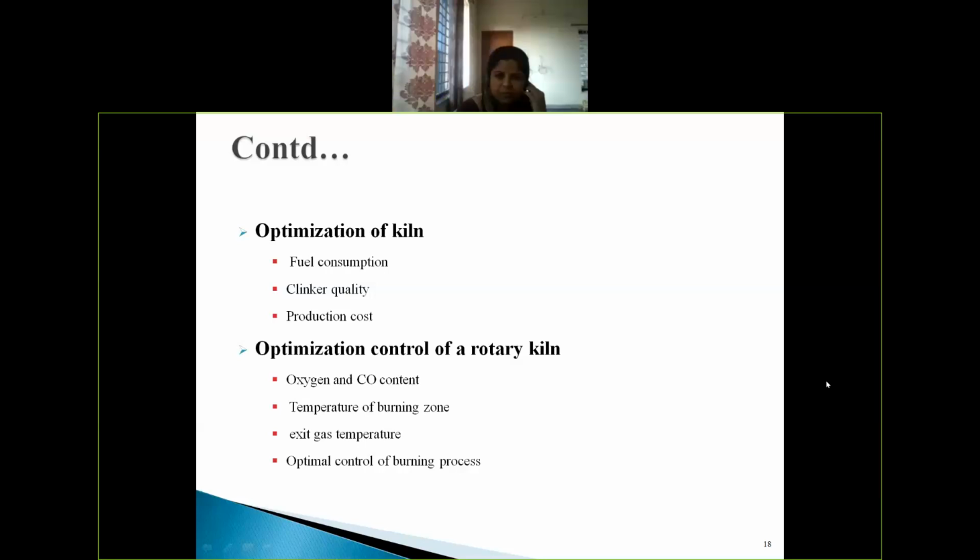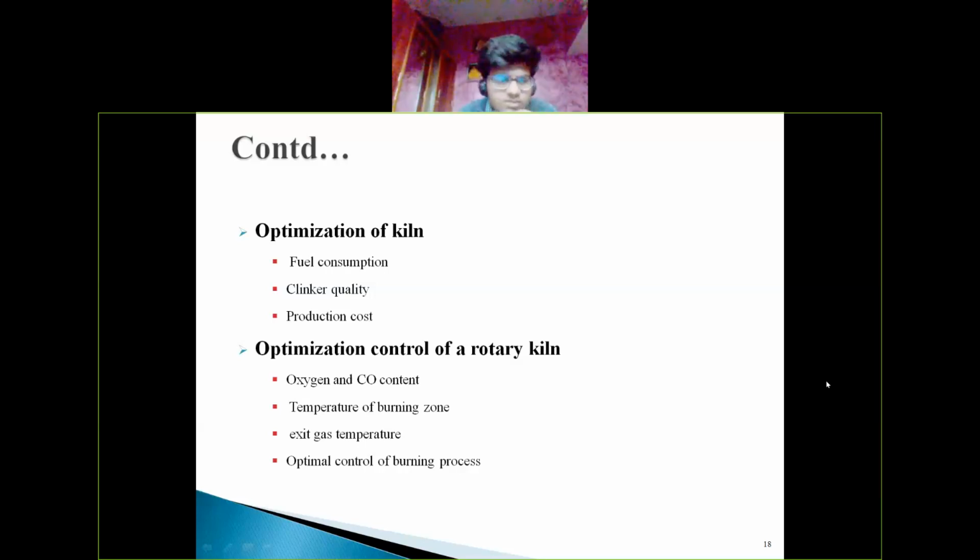Optimization of the kiln is very complex because fuel consumption, clinker quality, production cost, etc., are all to be optimized. That is done by microcomputers. Next is the optimization control of the rotary kiln. Oxygen and CO content, burning zone temperature, exit gas temperature, secondary air temperature, optimal control of the burning process, etc., are the controls optimized in the rotary kiln.